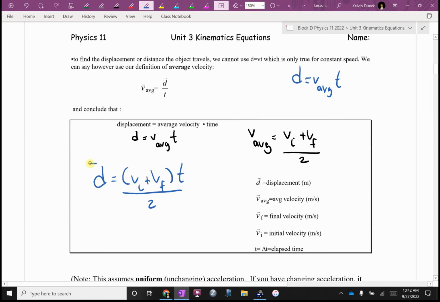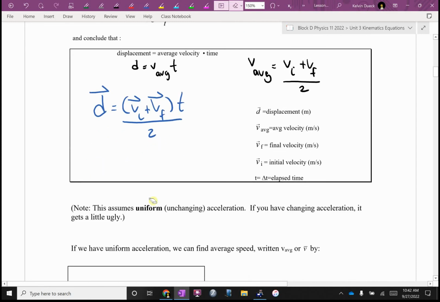Oh, and now we can bring in the vector symbols. I get sloppy when I'm doing the rearranging, and I usually bring in the vector symbols at the very end. So this equation works for displacement, velocity, velocity and time, or distance, speed, speed and time. It'll work for both. Again, though, this assumes uniform or unchanging acceleration. You can step on the gas, you can hit the brakes, but once you commit, you can't press harder or ease up. If you have changing acceleration, there's calculus-based versions of these.